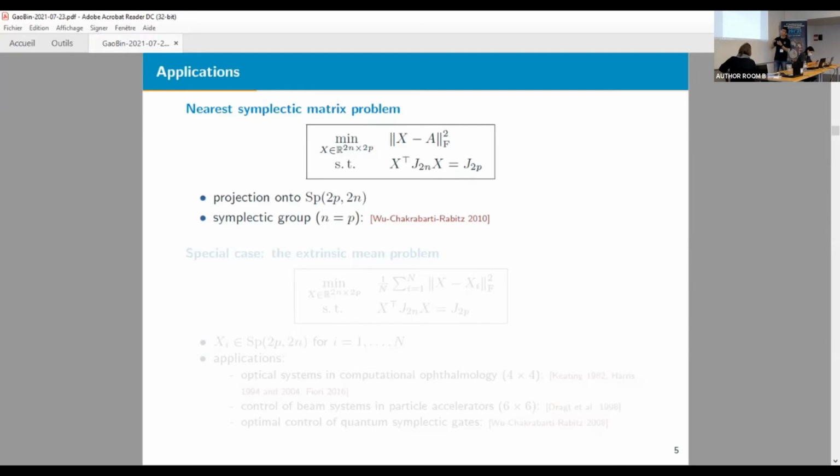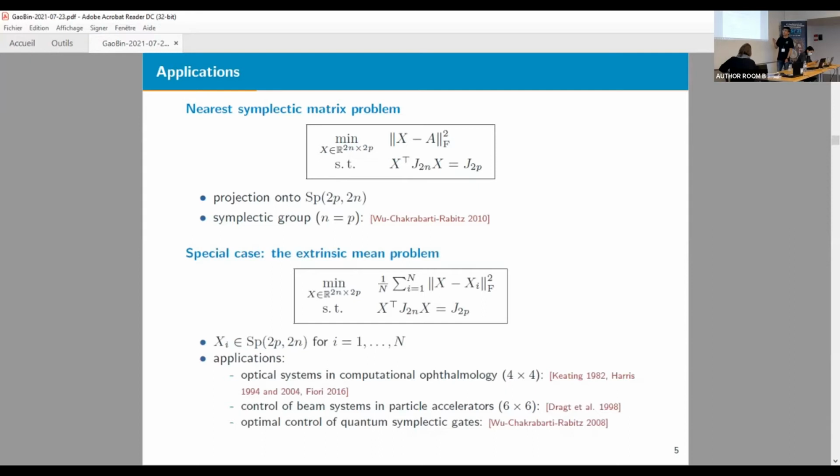You may ask whether this problem has a closed-form solution like the orthogonal case. As we know, for the Stiefel manifold or orthogonal matrices, the singular value decomposition gives the projection. But in this case, we actually don't know a closed-form solution. There is a very special case if we consider many data points and compute the mean problem. Then we finally get this kind of problem, and this is the real problem in real applications, like physics.